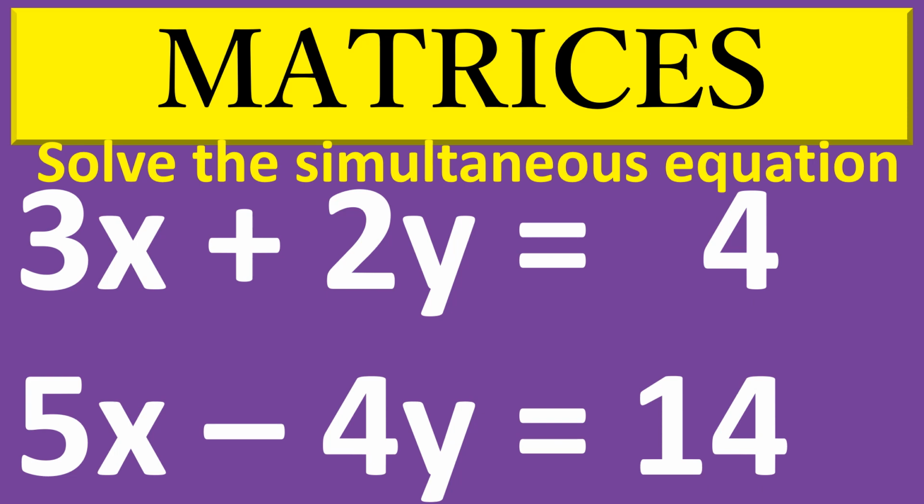Today we'll be looking at matrices, and we'll be solving the simultaneous equations 3x plus 2y is equal to 4, that's equation 1, and 5x minus 4y is equal to 14, that's equation 2. So this is a linear simultaneous equation with two variables, x and y, and two equations, and then we'll be using matrices.